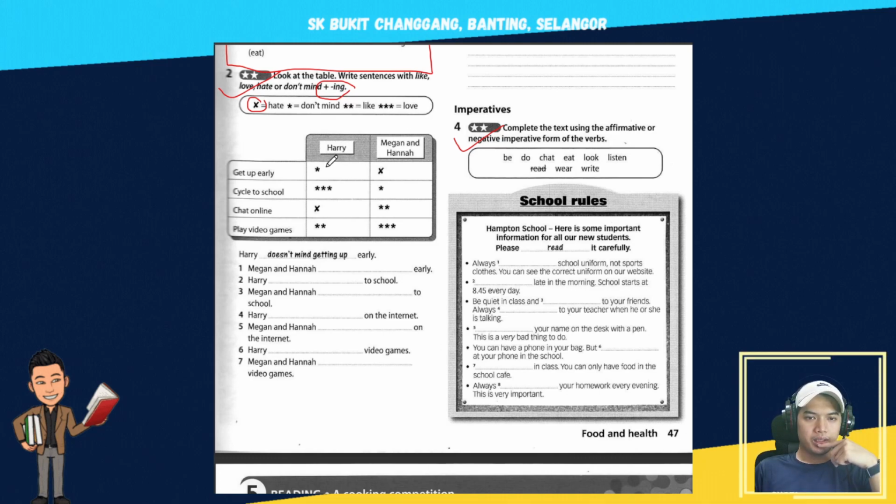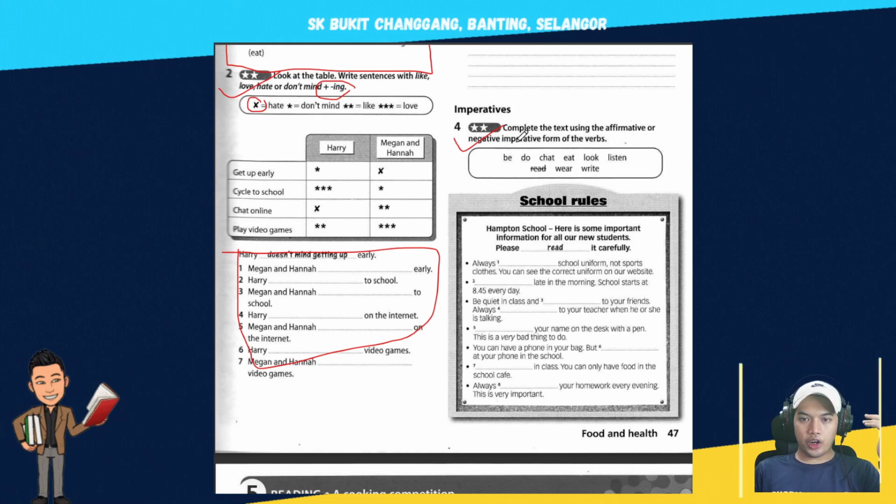Okay, so Harry get up early, dia hanya tak kisah, don't mind. So Harry doesn't mind getting up early. So this one Megan and Hannah, this one is hate getting up early. Number two, Harry, okay, this one cycle, right? So love. So Harry loves cycling to school. Number three, Megan and Hannah, okay, cycle to school, don't mind. Megan and Hannah don't mind cycling to school. All right, that's good. Okay, so you need to complete all of these 7 questions.